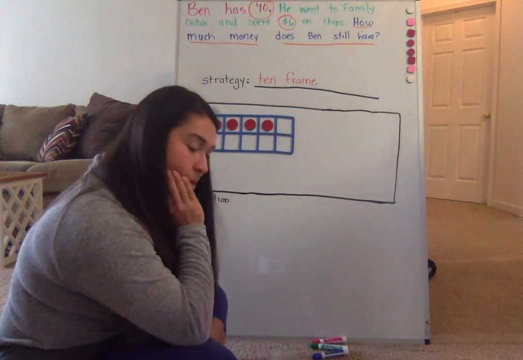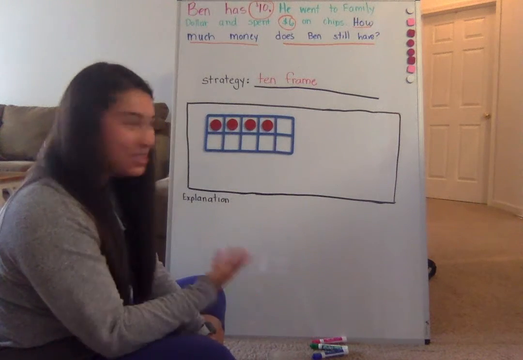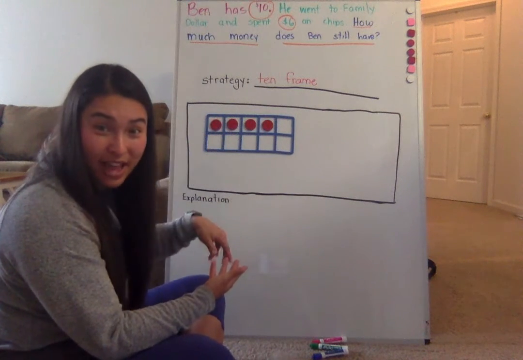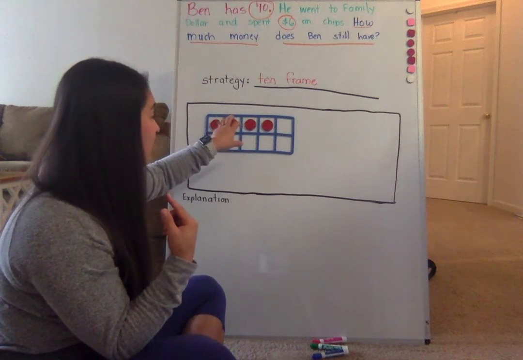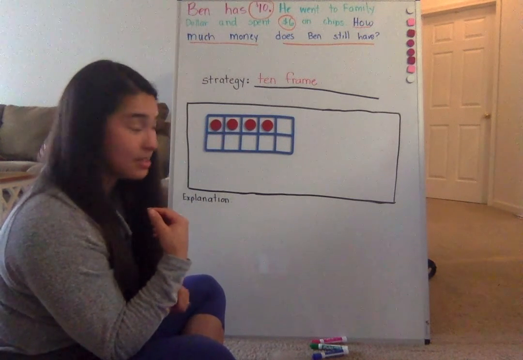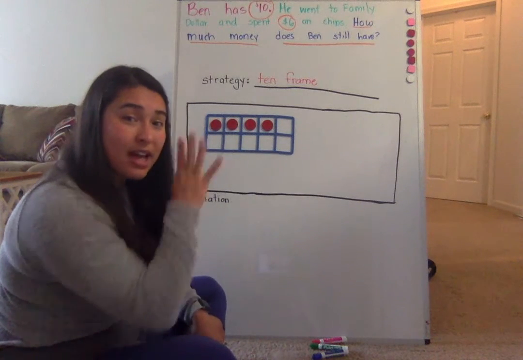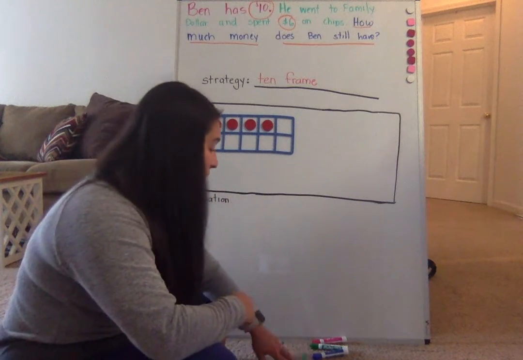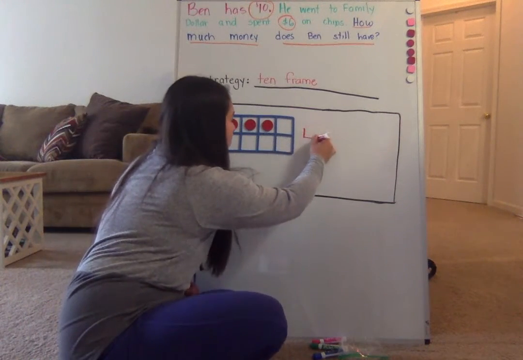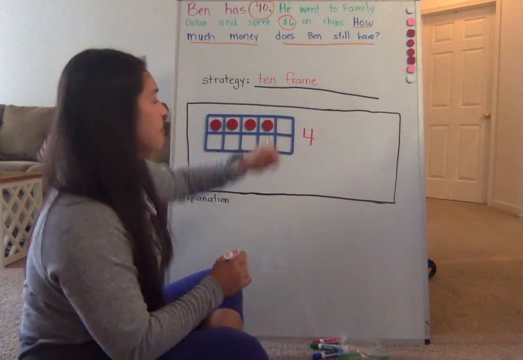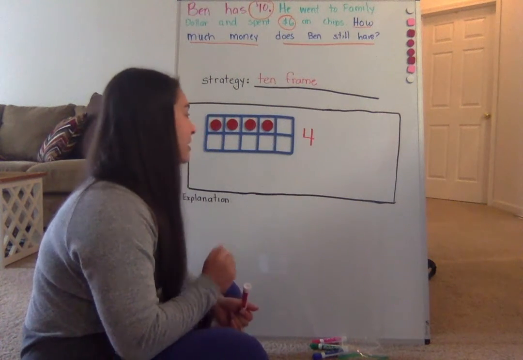And the question is, how much money does Ben still have? Oh, I don't know. What should I do? Oh, did you just tell me to count the dots that are left? Oh, you're right, because those are the dollars that Ben still has. 1, 2, 3, 4. Ben still has $4. I'm going to go ahead and write my answer. 4 is my answer.